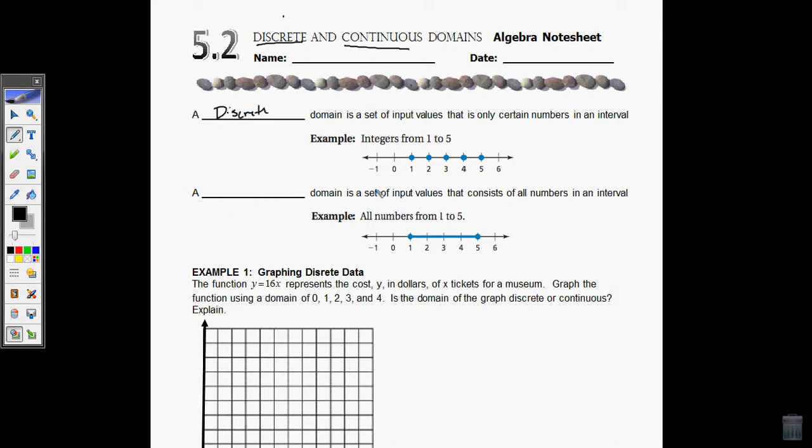A blank domain is a set of input values that consists of all numbers in an interval. So it's not just 1, 2, 3, 4, and 5 like the first one. It's instead considering all the numbers even in between 1 and 2, between 2 and 3, 3 and 4, and 4 and 5. This is not looking at discrete integers. This is looking at a continuous look of all numbers within an entire domain. So this is called continuous.